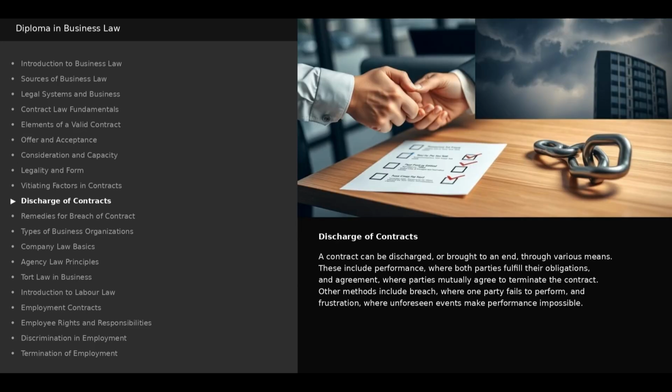Discharge of contracts. A contract can be discharged or brought to an end through various means. These include performance, where both parties fulfill their obligations, and agreement, where parties mutually agree to terminate the contract. Other methods include breach, where one party fails to perform, and frustration, where unforeseen events make performance impossible.